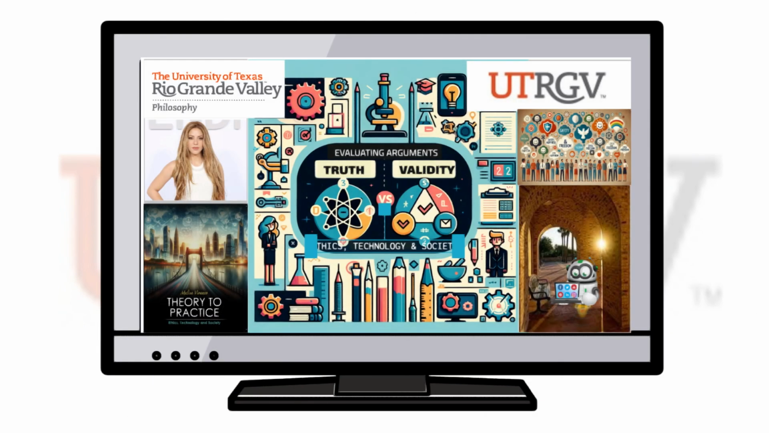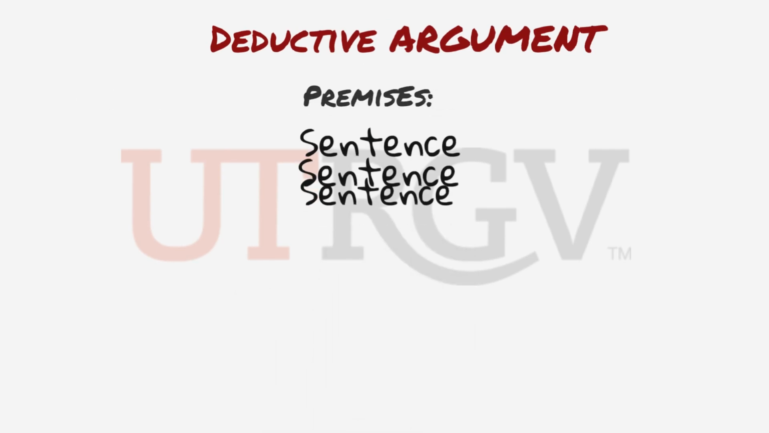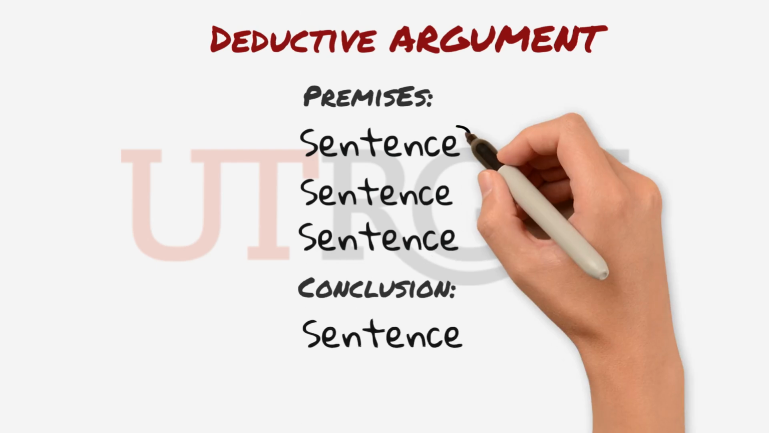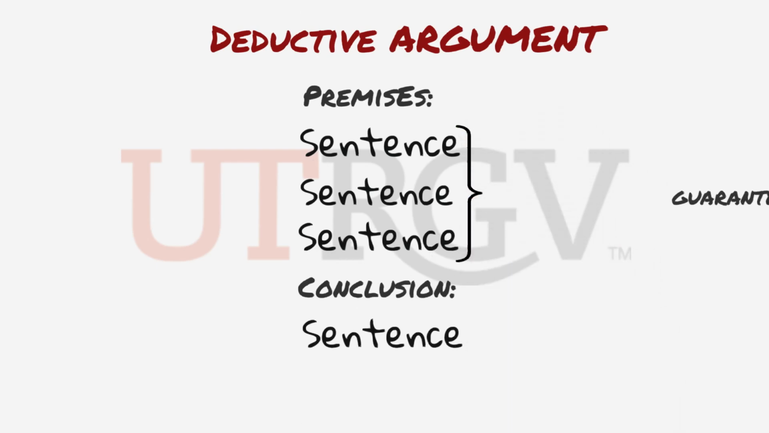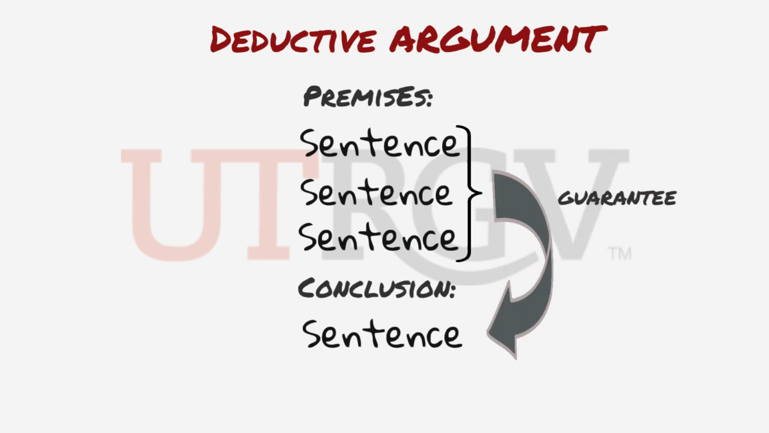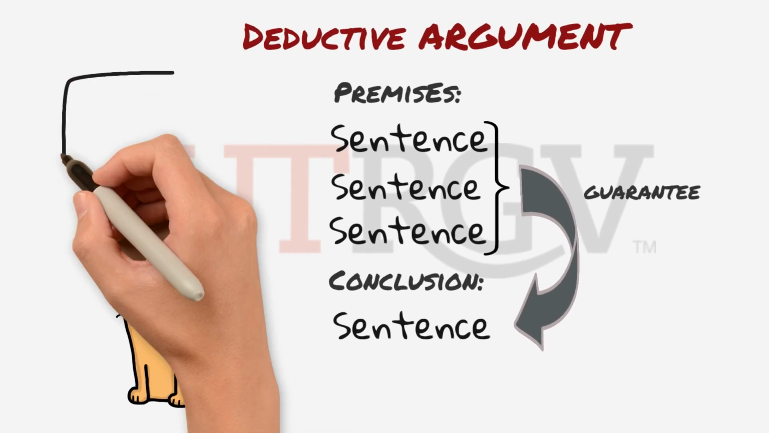Let's start with the criteria to evaluate deductive arguments. An argument is a set of sentences called premises that give us reasons to believe in a sentence that is the conclusion of the argument. In some arguments, the premises are intended to guarantee the truth of the conclusion. These are called deductive arguments. A good deductive argument gives us compelling reasons to believe its conclusion. After all, it guarantees its conclusion. However, not all deductive arguments are good.